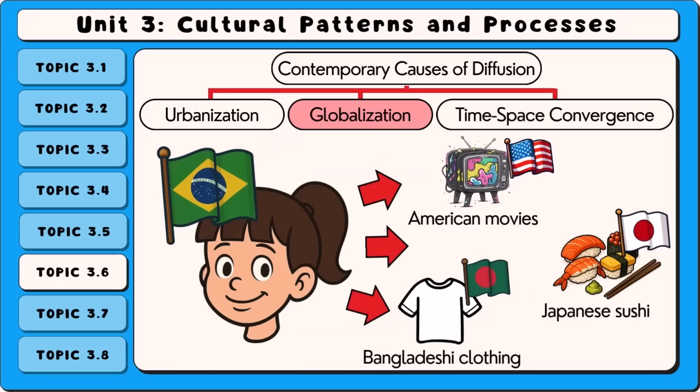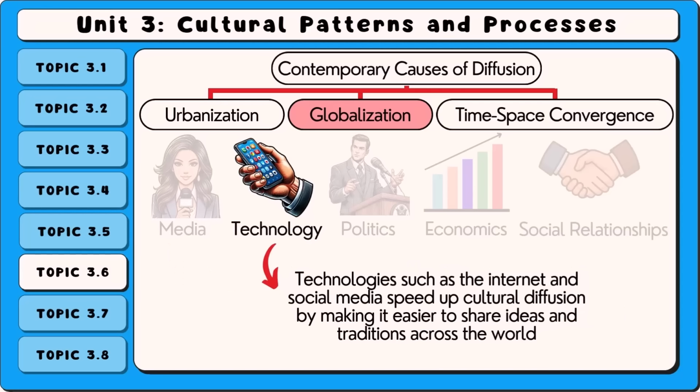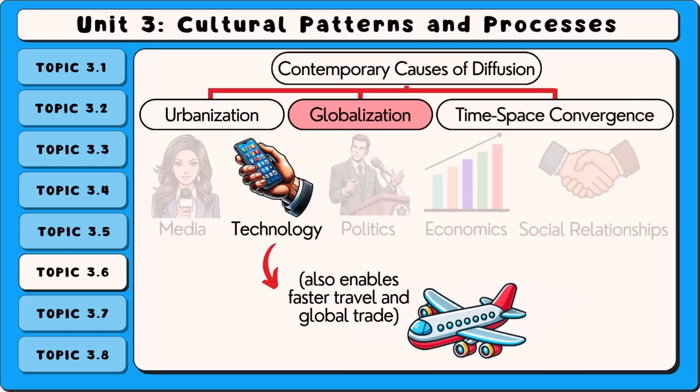Media spreads cultural images and stories worldwide through television, films, social media, and music. A teenager in South Korea might follow the same TikTok trends as a teenager in the United States. Technologies such as the internet and social media speed up cultural diffusion by making it easier to share ideas and traditions across the world. It also enables faster travel and global trade, which spread cultural practices between different regions.